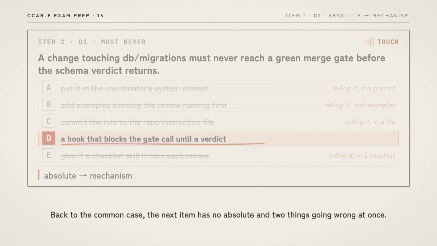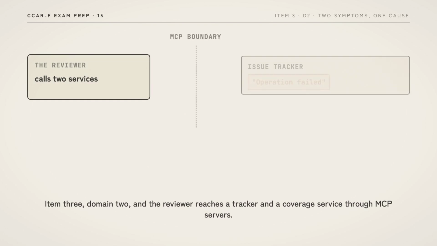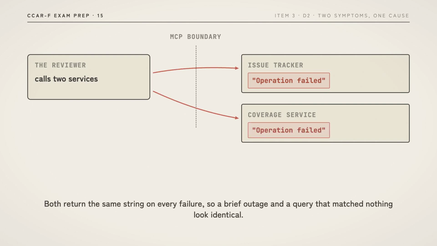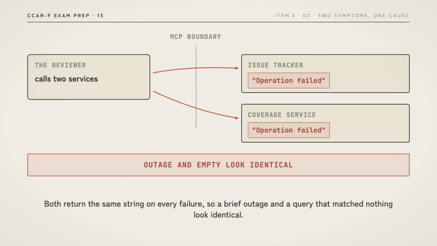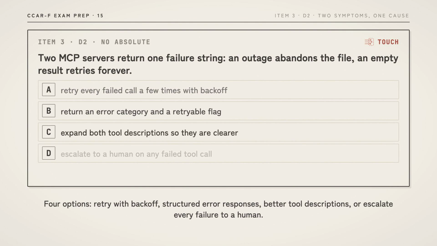Back to the common case, the next item has no absolute and 2 things going wrong at once. Item 3, domain 2, and the reviewer reaches a tracker and a coverage service through MCP servers. Both return the same string on every failure, so a brief outage and a query that matched nothing look identical. 4 options: retry with backoff, structured error responses, better tool descriptions, or escalate every failure to a human.